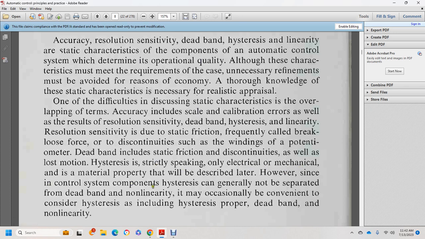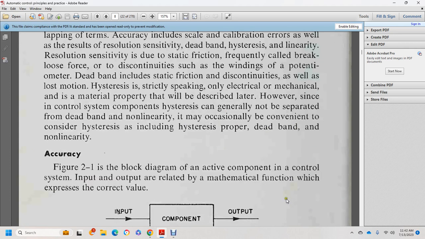However, in a control system component, hysteresis can generally not be separated from deadband and nonlinearity. It may occasionally be convenient to consider hysteresis as including hysteresis proper, deadband, and nonlinearity. Accuracy: see figure 2-1 for the block diagram. A component of the control system has an input and an output, with a relay or mathematical function giving the correct value.